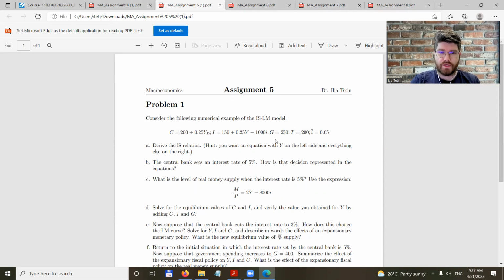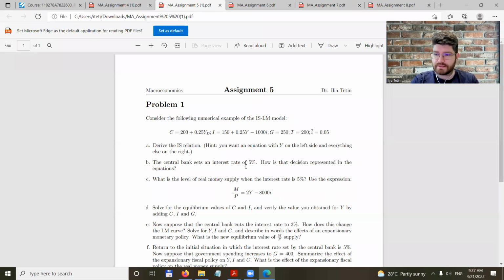And when we combine those three terms, we add them up, we will have Y equals 1100 minus 2000 I, and this is the equation, with Y on the left side and everything else on the right-hand side. So 1100 minus 2000 I, this is the answer for the first question.